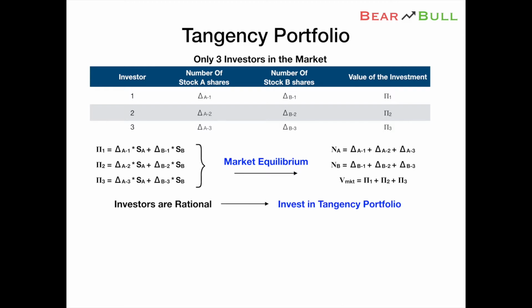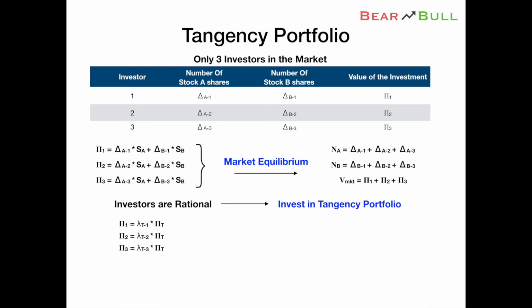Now, suppose that investors are rational. And being rational, they invest in the Tangency Portfolio, which is the most efficient portfolio of risky assets, having the highest Sharpe ratio and giving the highest return per unit of volatility. We can write three equations to represent each individual investor's investment as a percentage of their investment in the overall Tangency Portfolio. Lambda here is representing this percentage.